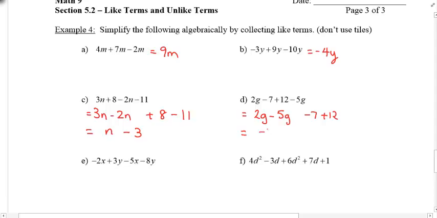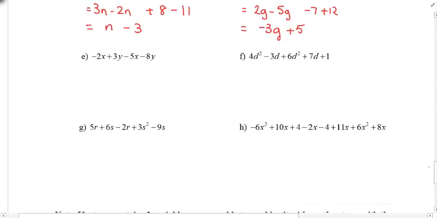Two minus 5, that's negative 3, so negative 3g. Negative 7 plus 12, that's 5. This one has x and y, so let's just put all the x's together. That's one variable, and the y is a separate variable. Let's put those together then.